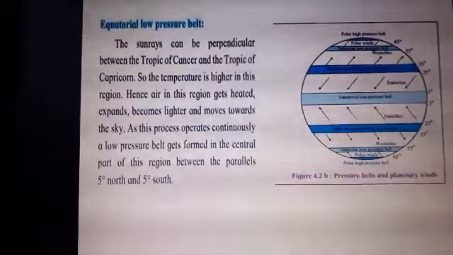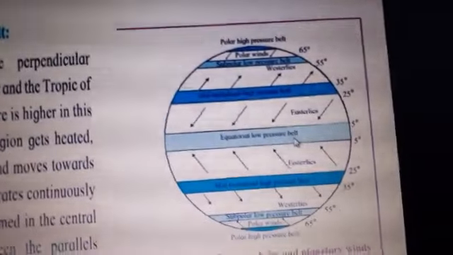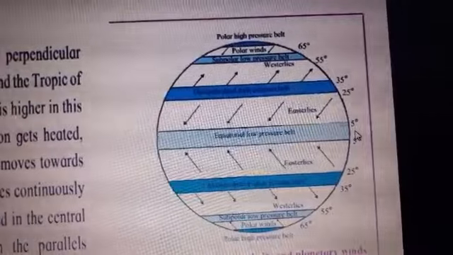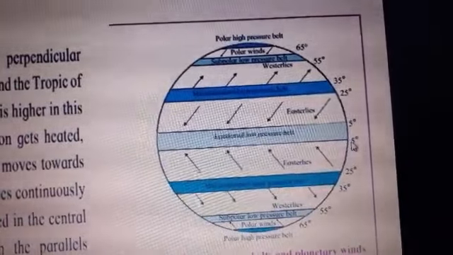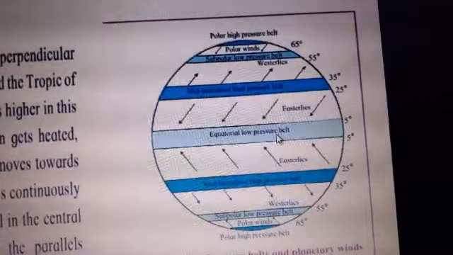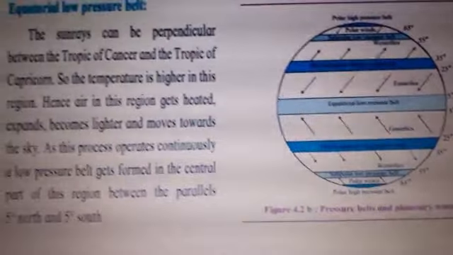Begin with the equatorial low pressure belt, from the diagram. See here, this is the diagram, children. This is the equatorial region. We can see here the equator starts from 0 degrees. So we have 5 degrees in both the hemispheres, and we have the equatorial low pressure belt. So this is the low pressure belt area of the equatorial region. Let us study it in detail.